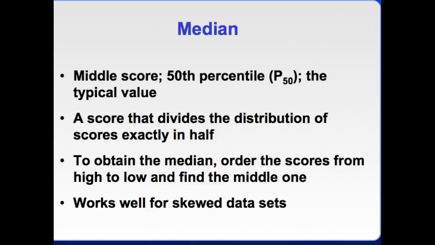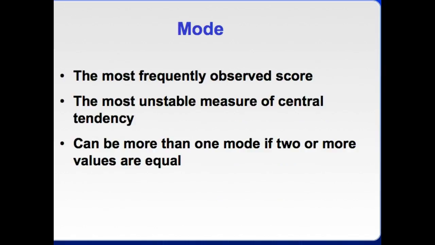Median, middle score, 50th percentile, the typical value. A score that divides the distribution of the scores exactly in half. To obtain the median, order the scores from high to low and find the middle one. Works well for skewed data sets. And then your mode is the most frequently observed score, the most unstable measure of central tendency. There can be more than one mode if 2 or more values are equal.